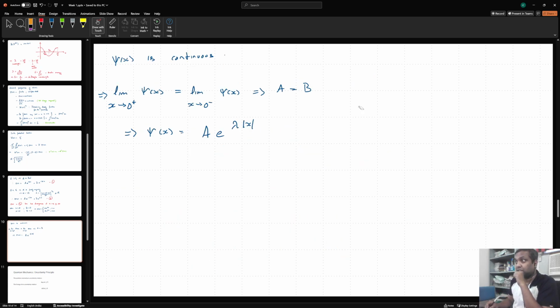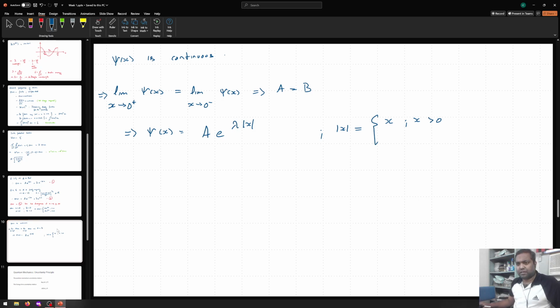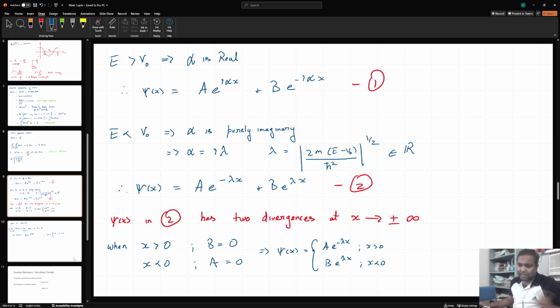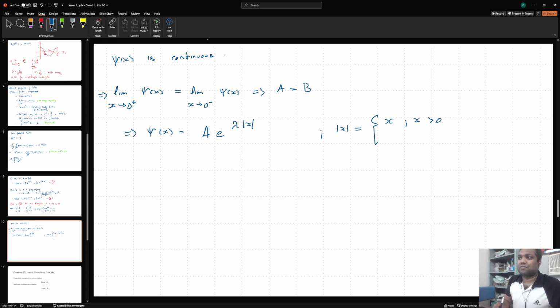Essentially what I'm saying is, if I'm looking at the definition of the mod function, this is equal to x for x greater than 0, and minus x for x less than 0. Apologies for the confusion, I got confused by the signs. So this is the mod function.